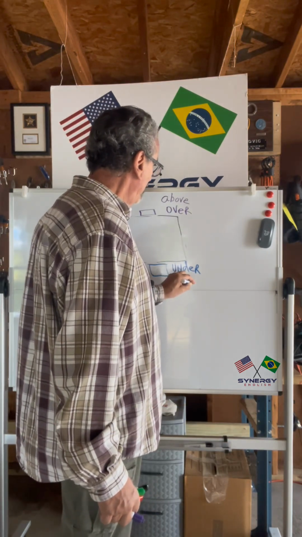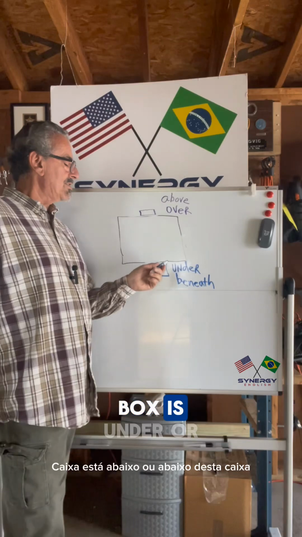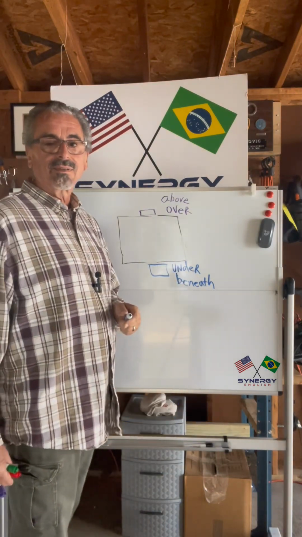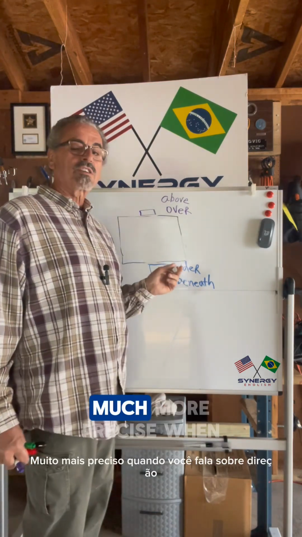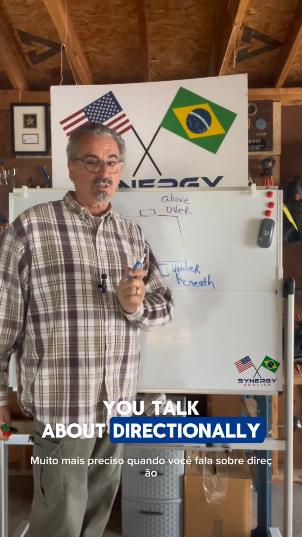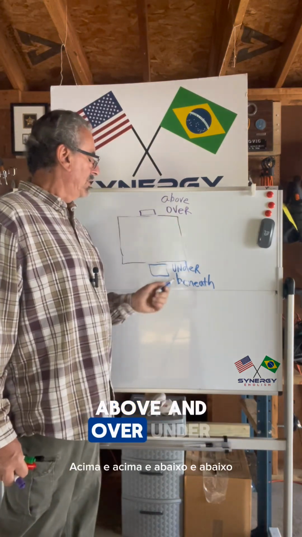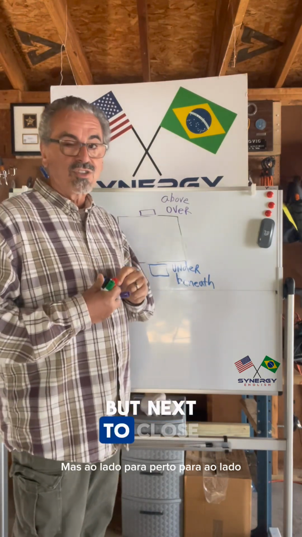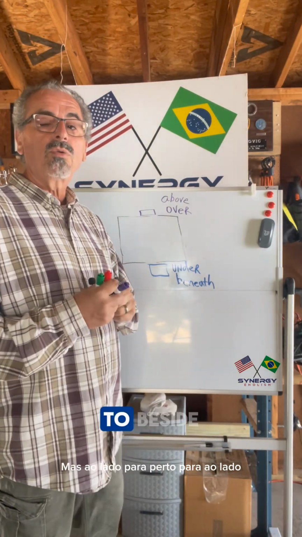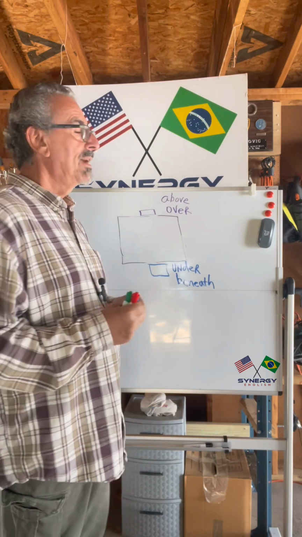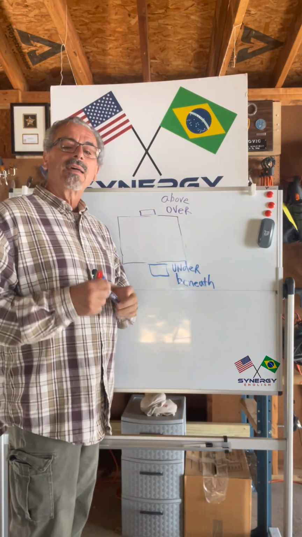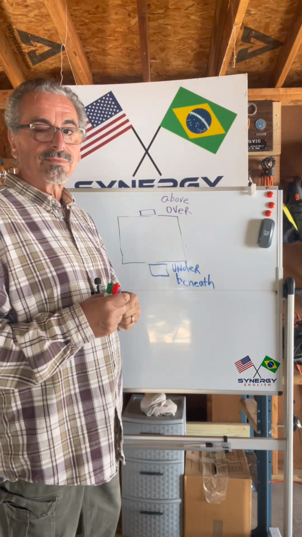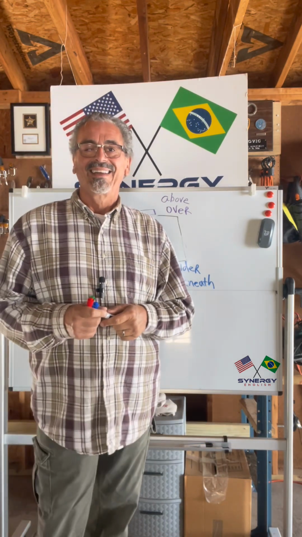Beneath. Box is under or beneath this box. Okay? Much more precise when you're talking about directionally. Above and over, under and beneath, but next to, close to, beside, near. They can all be used to describe something outside of a box. Thanks for watching. See you in the next video.